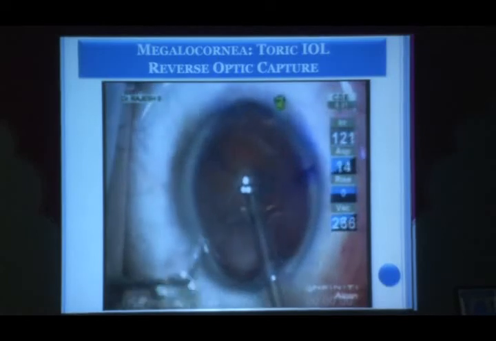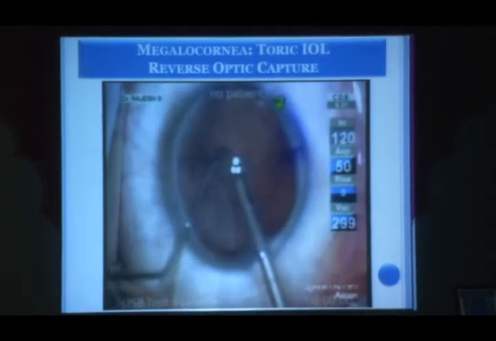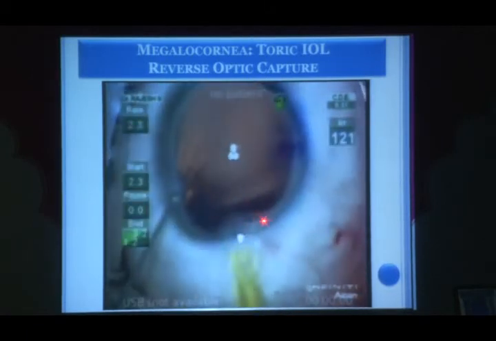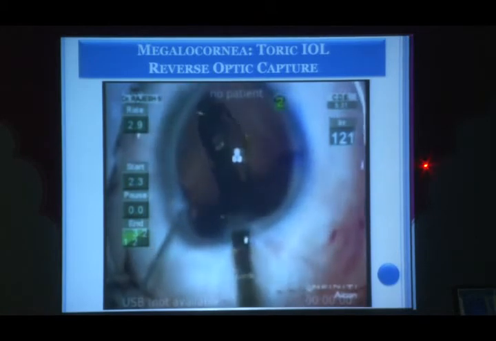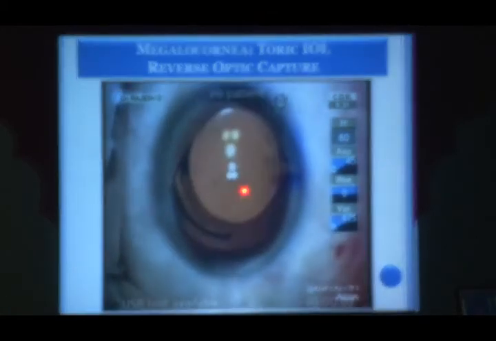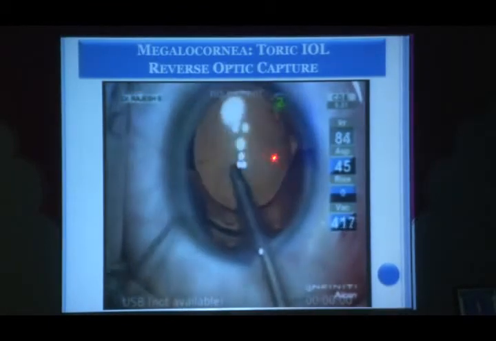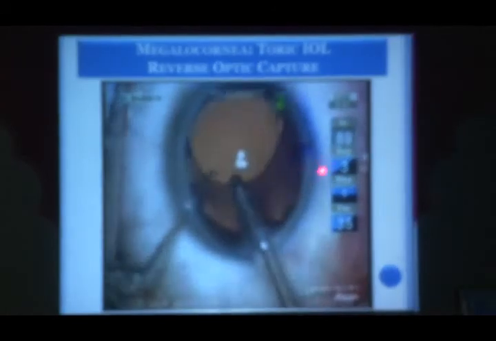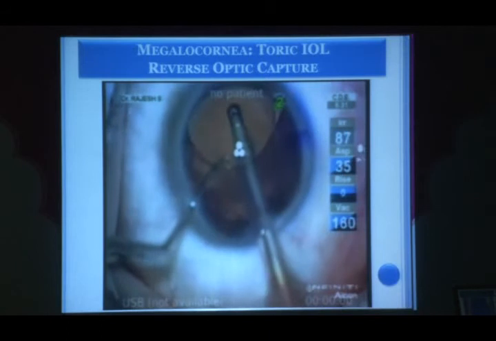So after complete lens aspiration, the cortical matter aspirated, then a toric IOL is being implanted in the bag, and after putting both the haptics, the optic, and taking out the viscoelastic from behind and from above, the optic is being lifted up and it is being captured into the anterior capsular opening.